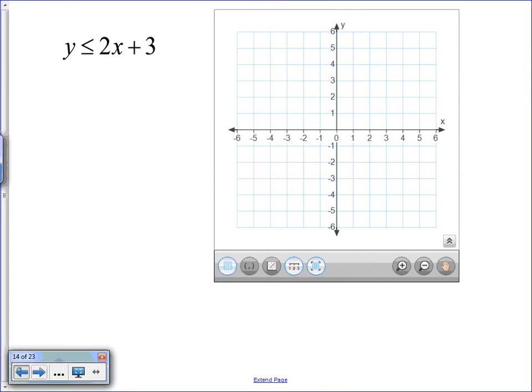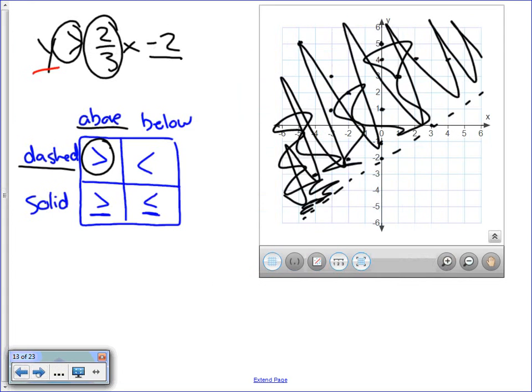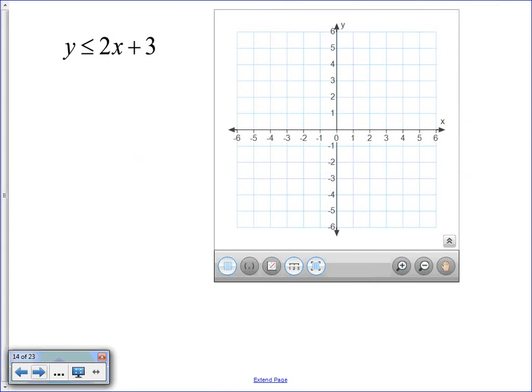Taking a look at the next one here, we have y equals 2x plus 3. So again, what's my y-intercept? That's the 3. Plot my other point using slope. So I have a 2 over 1. So we'll go up 2 over 1.